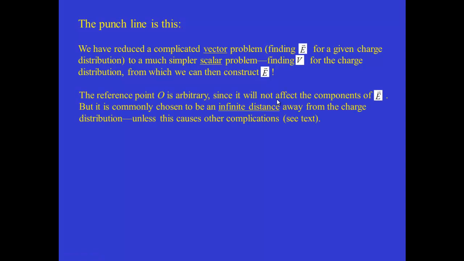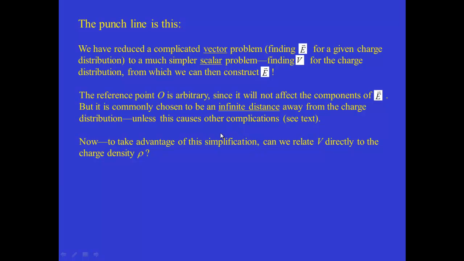One note about the reference point that was mentioned on the previous page. The reference point is arbitrary because since it's an additive constant, it will not affect the components of E, which are obtained by taking derivatives. However, in most cases in electrostatics problems, we usually take that reference point to be infinitely far away from the charge distribution. And so that will often be assumed in problems dealing with electrostatics. There are certain exceptions, because sometimes that choice of the reference point leads to complications, and those are mentioned in the textbook. You'll also encounter them in at least one homework problem, so be on the lookout for that.